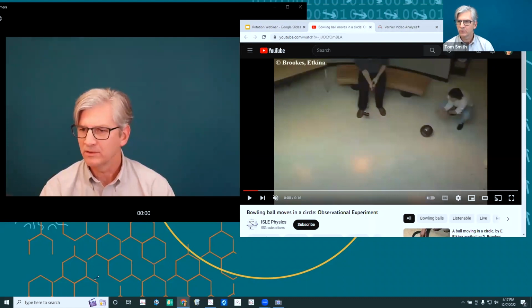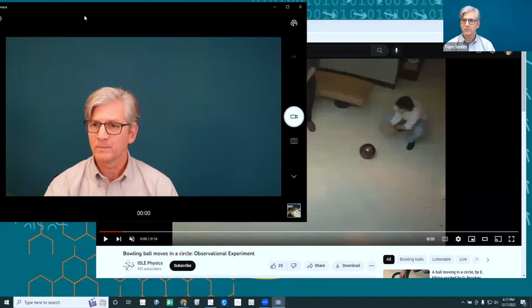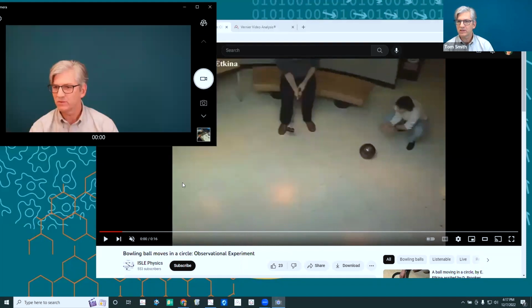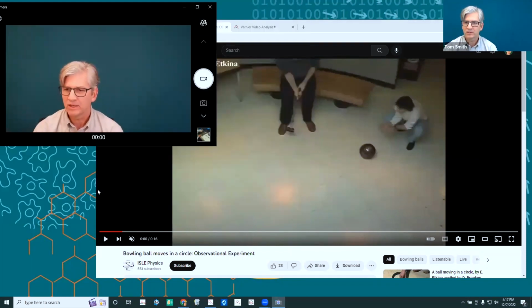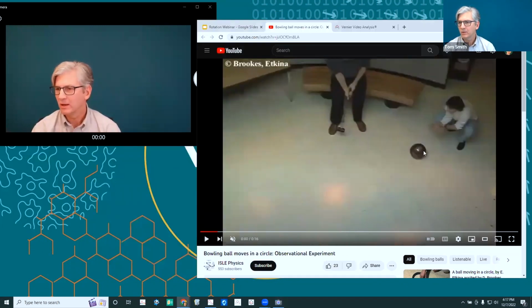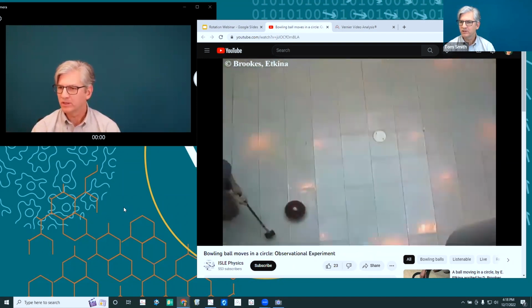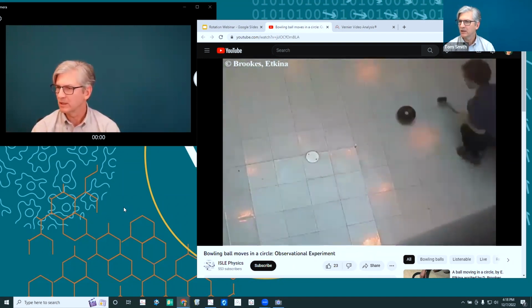And if we look at this video, what you might do if you don't have your own bowling ball, you could show them this video and just have them predict what this is going to look like. How is he going to use this mallet, in other words, to cause the bowling ball to go in a circle? Have them make a prediction up front, and then here we go. This guy is pretty darn talented, if you ask me.